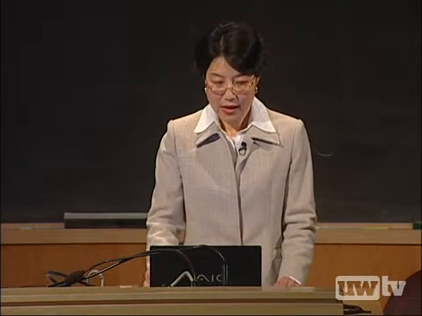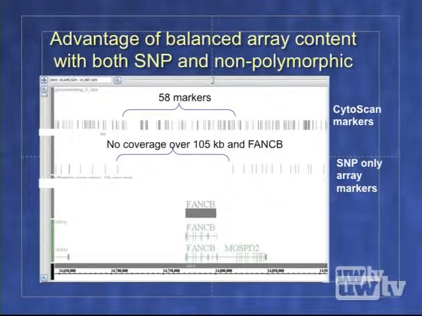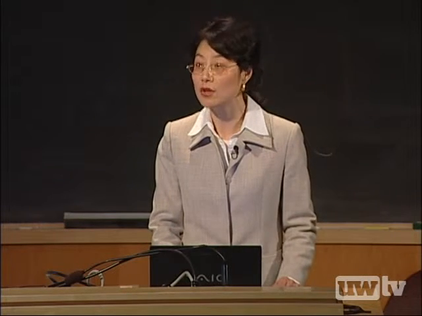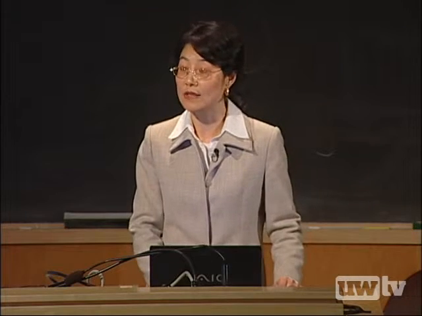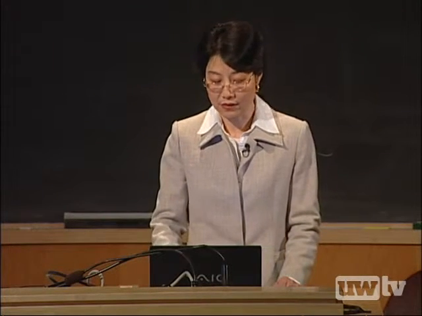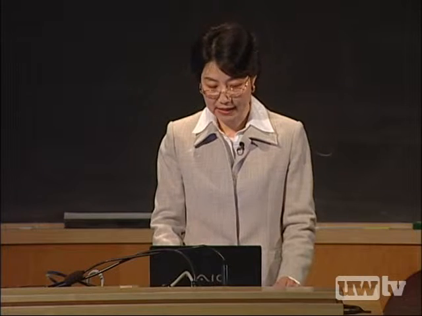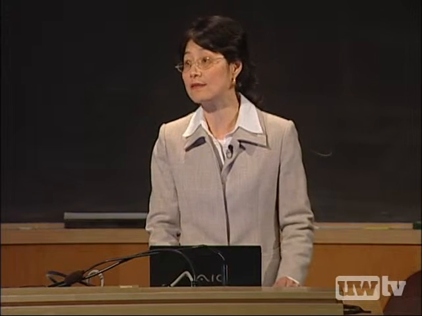So the advantage of balanced array content with both the SNP and the non-polymorphic markers is very well illustrated by this region of the genome, where we have the Fanconi anemia gene, FANCB, shown here, in this 105 kb region that encompasses the FANCB gene. If you use only the SNP markers to form the array, like the previous generations of Illumina and Affymetrix and other common ones, you will not see any of the FANCB gene. There's no coverage there.